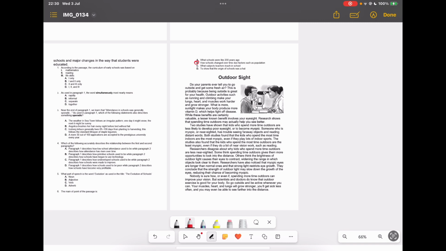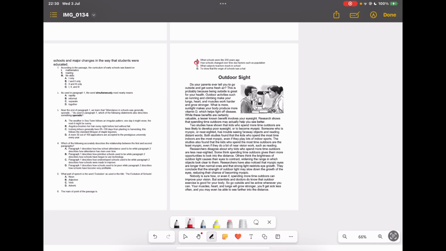Researchers disagree about why kids who spend more time outdoors are less nearsighted. Some think spending time outdoors gives them more opportunities to look into the distance. Others think that the brightness of the outdoor light causes their eyes to contract, widening the range in which objects look clear to them. Researchers have also noticed that myopic eyes are longer than normal ones, and that strong light restricts eye growth. They conclude that the strength of the outdoor light may slow down the growth of the eyes, reducing their chance of becoming myopic.